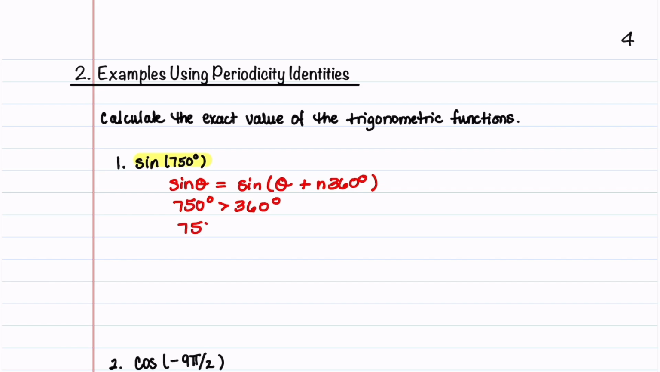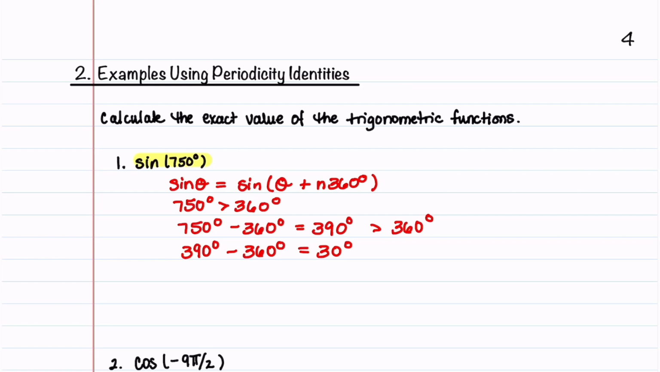We have 750 degrees minus 360 degrees, and that's equal to 390 degrees. That is still greater than 360 degrees, so we'll have to do this process again. 390 degrees minus 360 degrees is 30 degrees, and that is between 0 and 360 degrees. So we can write that sine of 750 degrees is equal to sine of 30 degrees, and that's equal to a value of 1/2.